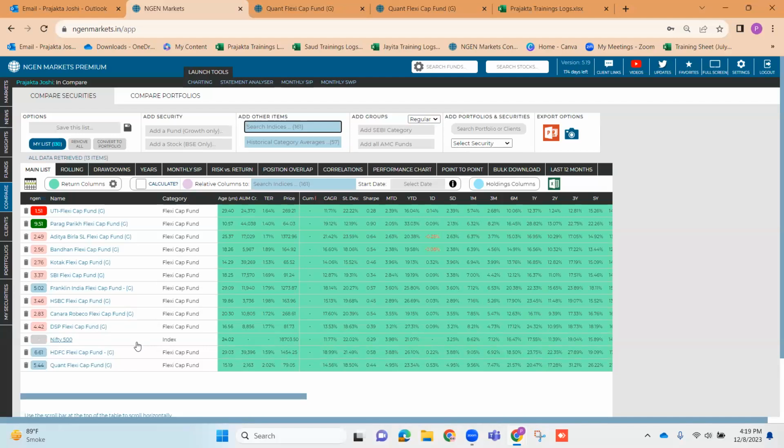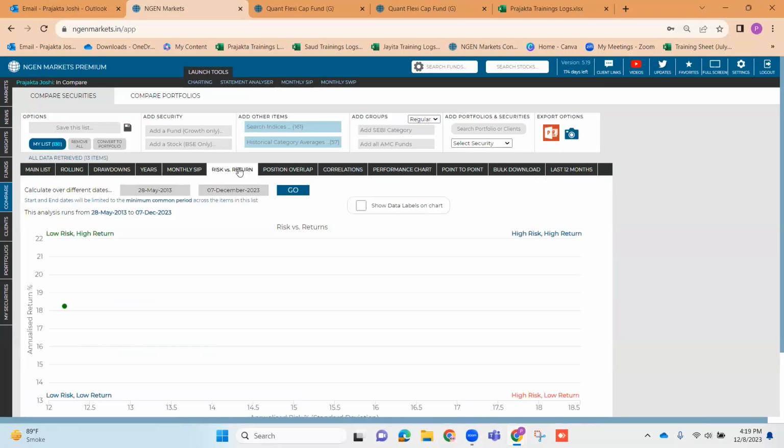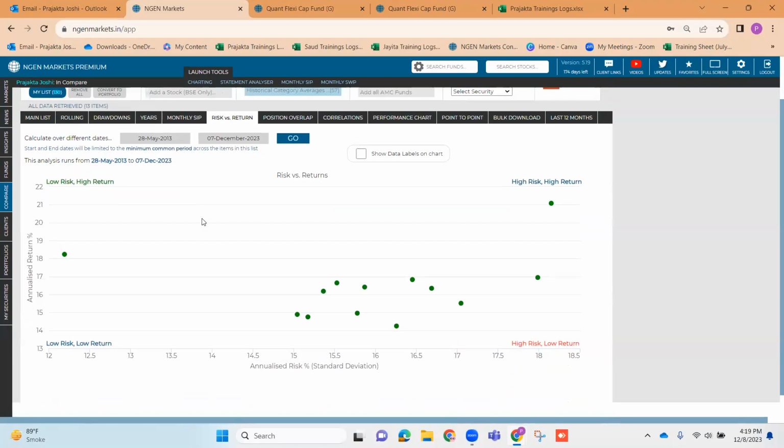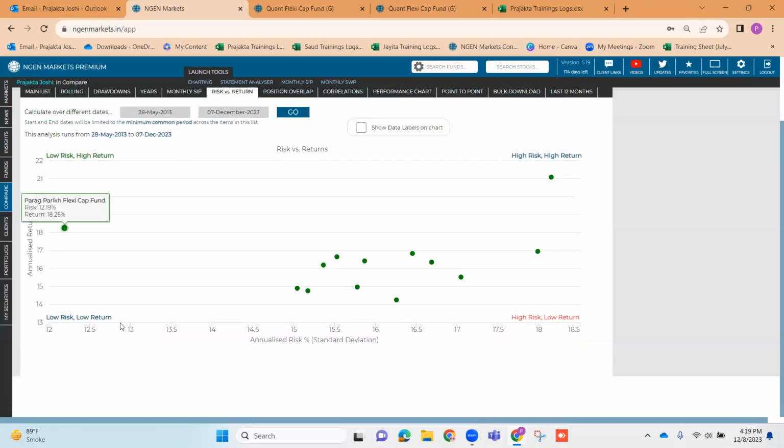Okay. Now, once this is here, we then go to risk versus return. Let's first understand what this window is all about. What data points does it display? So first of all, you will see this is like a scatter plot. On the x-axis, we have standard deviation, which is to say the risk of each of these funds. On the y-axis, we have annualized returns in percentage terms, of course. And the entire scatter plot is divided into 4 different quadrants. What are those 4 quadrants?